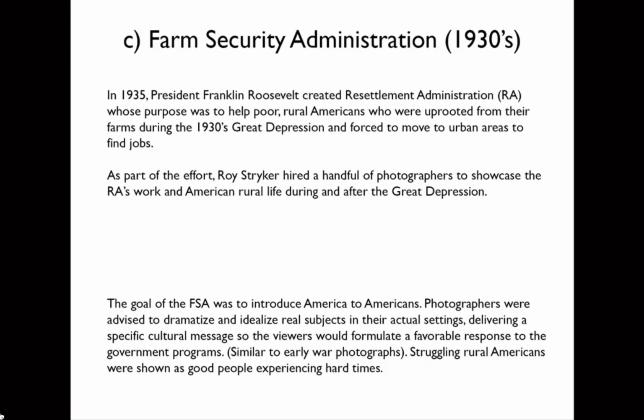And then finally, I wanted to introduce the Farm Security Administration in the 1930s. In 1935, President Franklin Roosevelt created the Resettlement Administration, whose purpose was to help poor rural Americans who were uprooted from their farms during the 1930s Great Depression and forced to move to urban areas to find jobs. As part of the effort, Roy Stryker hired a handful of photographers, many of whom are extremely well-known documentary photographers today. He hired them to showcase the Resettlement Administration's work and American rural life during and after the Great Depression.